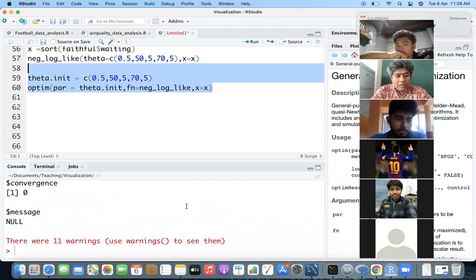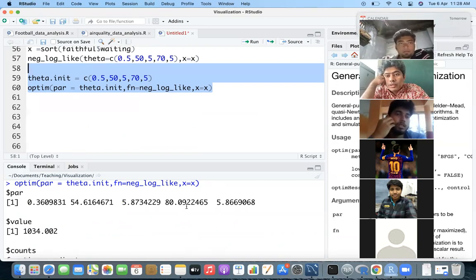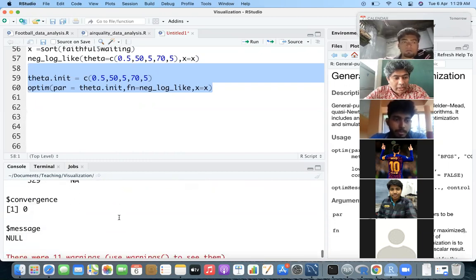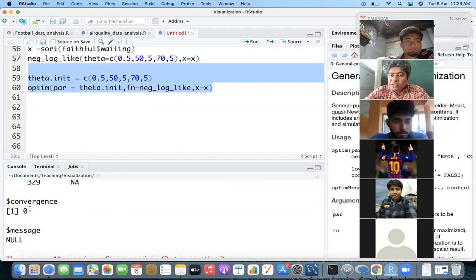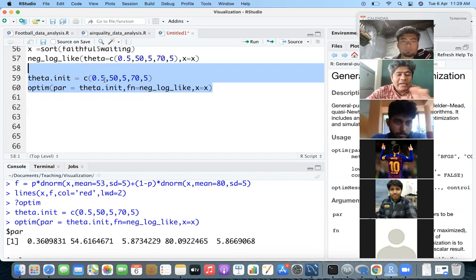And it gave me something, but it is not actually correct. It still has the bug, and it gave me something because I gave an initial value very close to the likelihood estimates. That's why it converged and gave me something. Even when it says convergence equals 0, it means it has converged. But if I give a value a little bit away from the distribution, then it will throw a tantrum. And I'll tell you why.